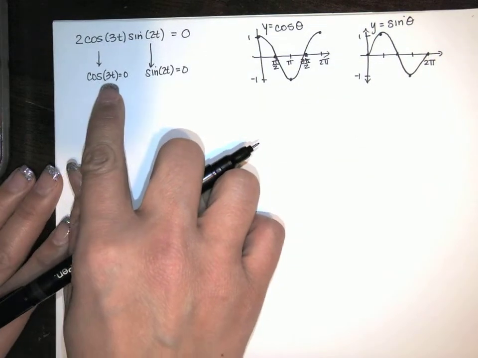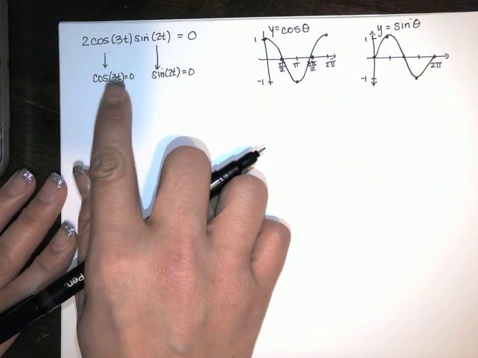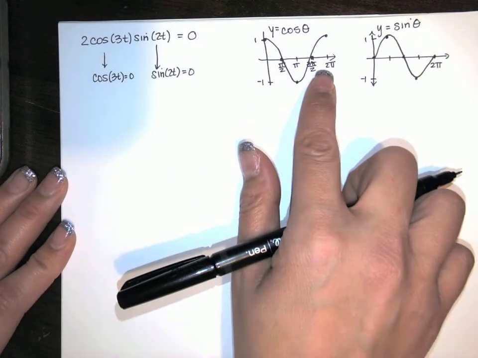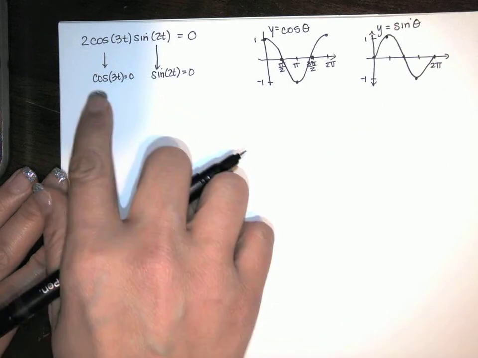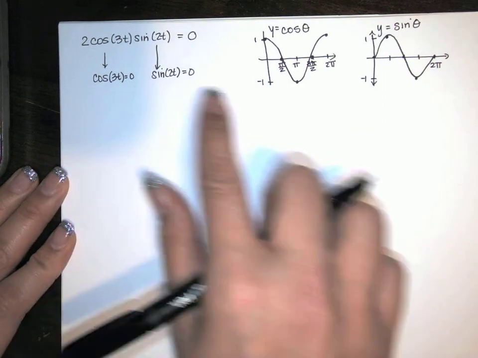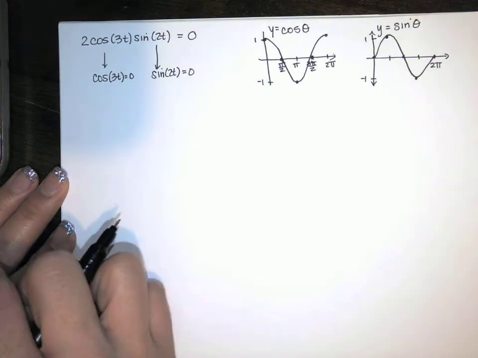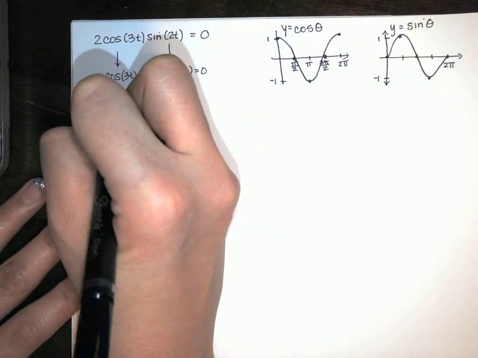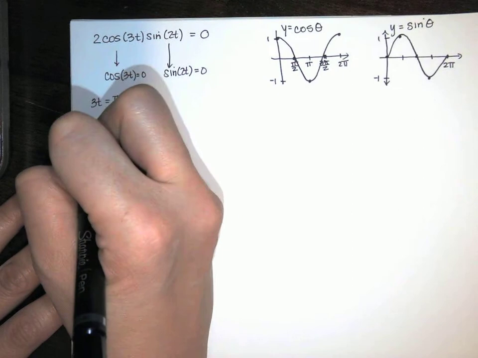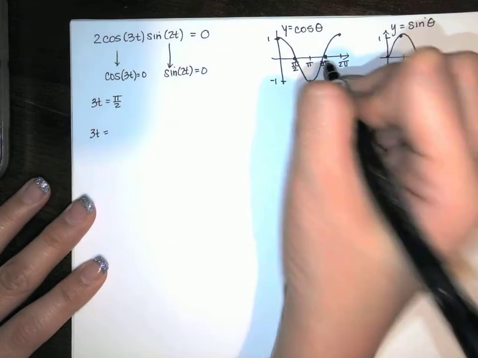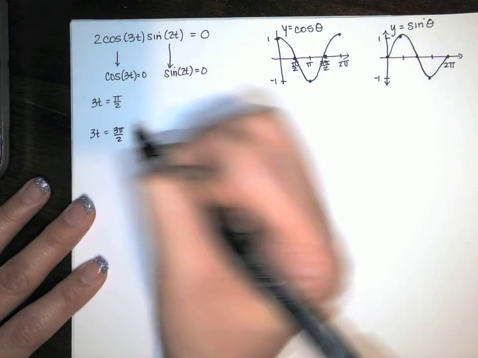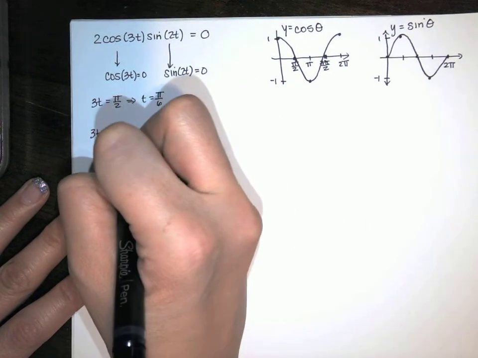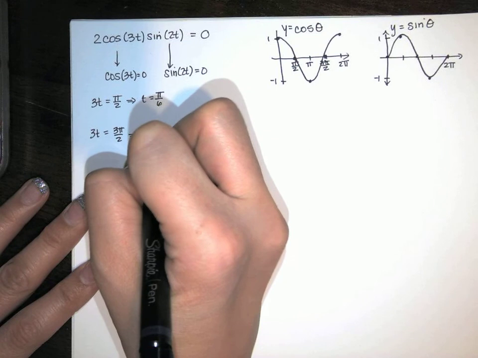So I need all the values of t between 0 and 2 pi that give me a cosine of 0. Well, according to this picture, cosine of 3t will equal 0 every time 3t is an odd multiple of pi over 2. So when 3t is pi over 2, we'll get 0. When 3t is 3 pi over 2, we'll get 0. And if I solve those for t, I get t is pi over 6, and this one I get t is pi over 2.